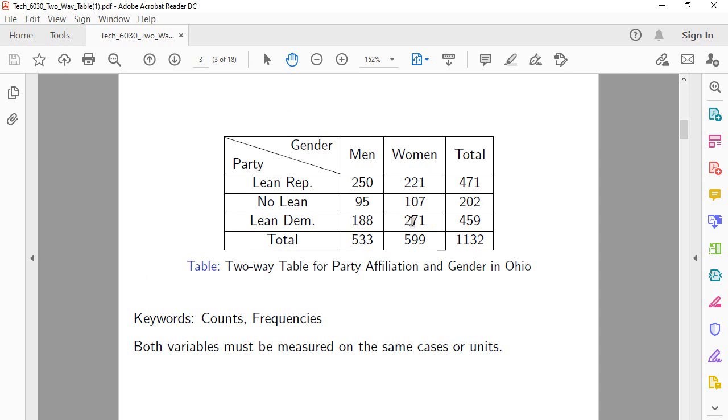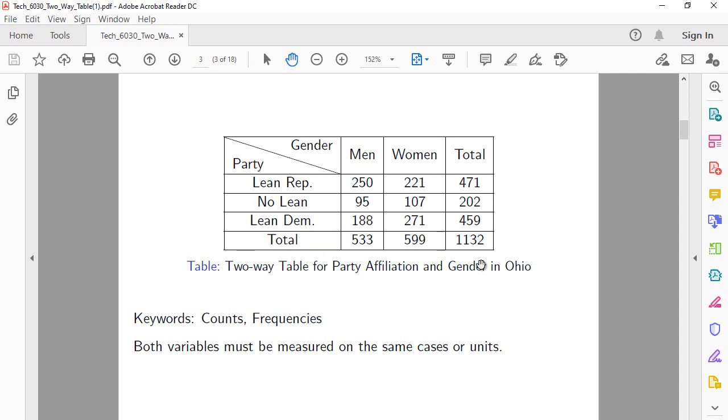This is called a two-way table. A two-way table is a way for us to study the relationship between two categorical variables. So here I have two categorical variables. One of them is gender, the other one is party preference or affiliation. Gender has two values, men and women, and party has three values: lean Republican, lean Democratic, and no lean, that is, no preference.